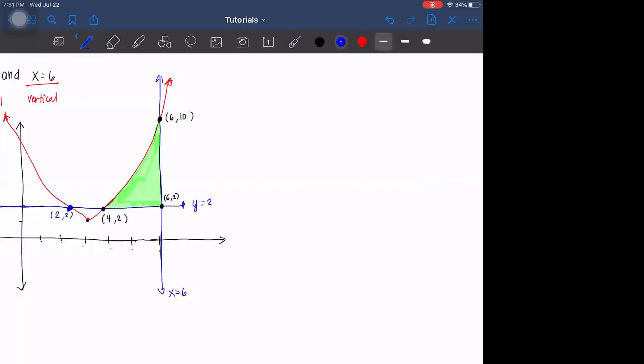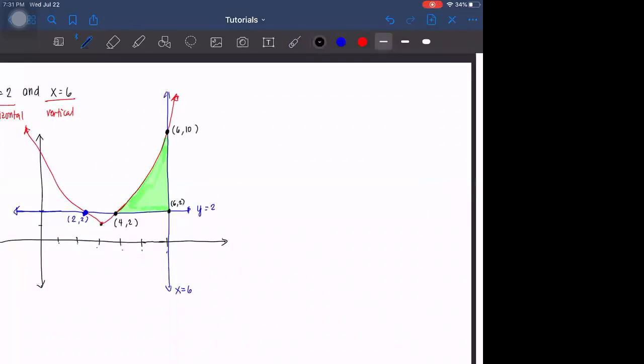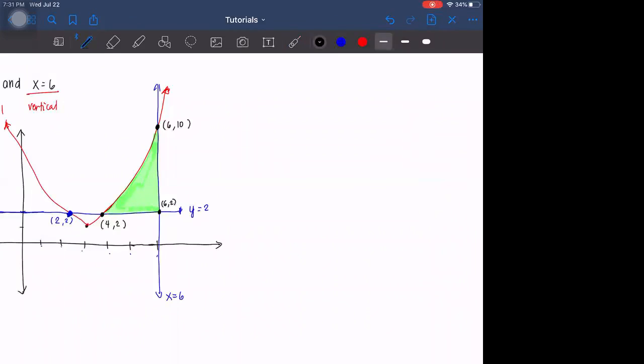Vertical or horizontal strip? Let's use vertical. I will just draw the rectangle. If vertical, this is dx and the height is, what is it? y upper minus y lower. What is the y that is on the upper? 10.